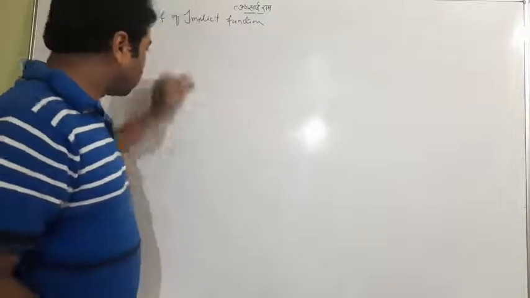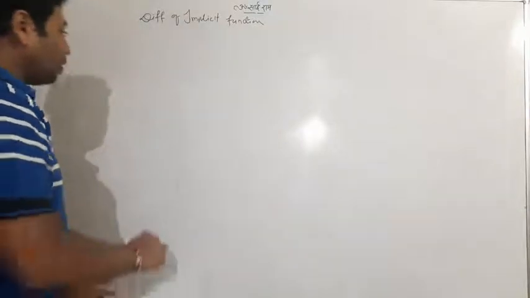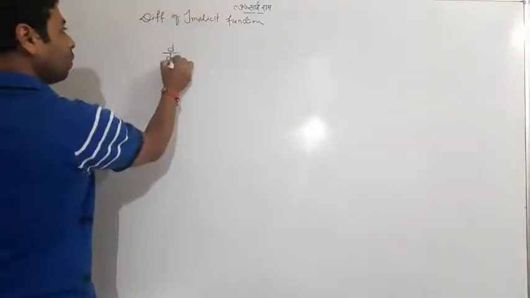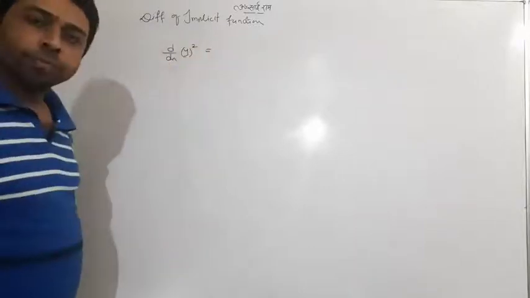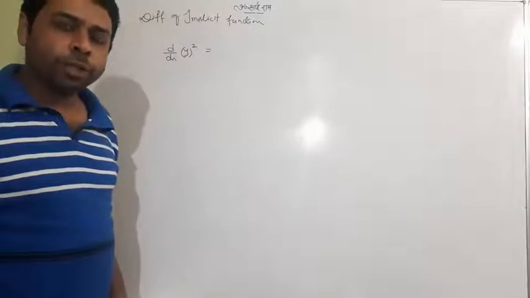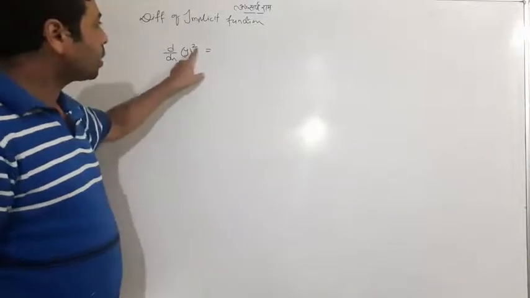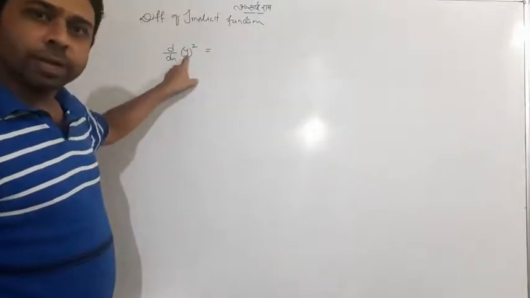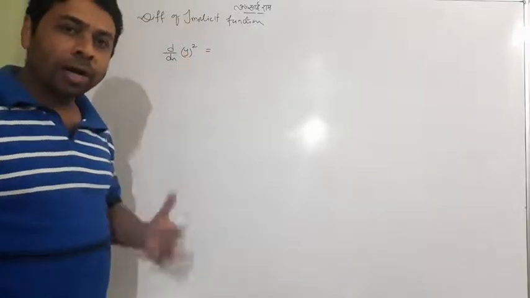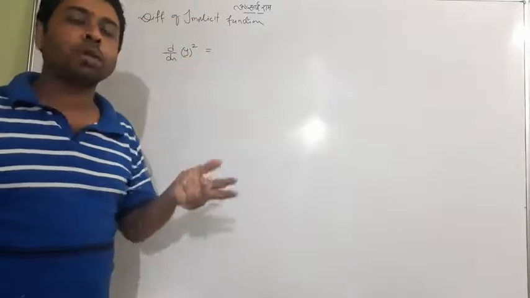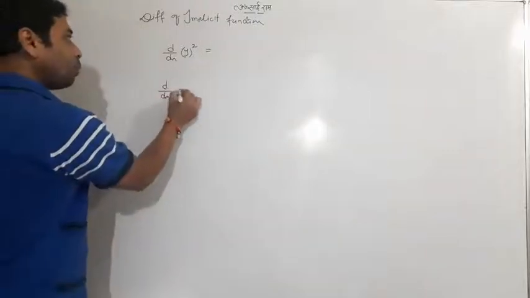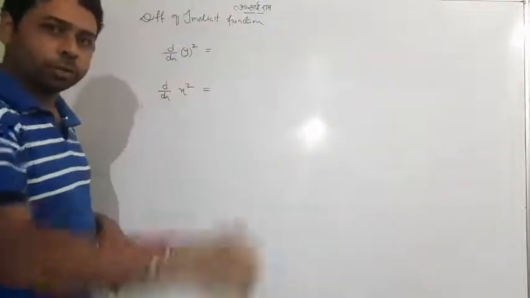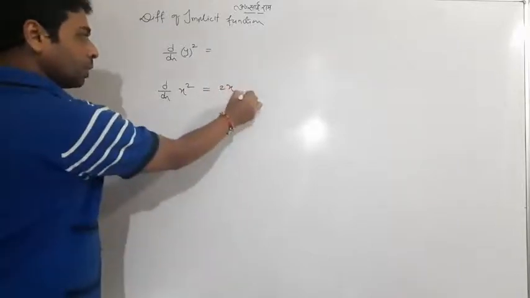One more I want to write. Suppose you have d by dx of y square. Very interesting. How many functions are appearing? There are two functions. First is a power and second is a y. So definitely y is a function of x. That's why it is counted as a second function. Instead of that y, if you had x only, it is a single function, and you know the answer, 2x.